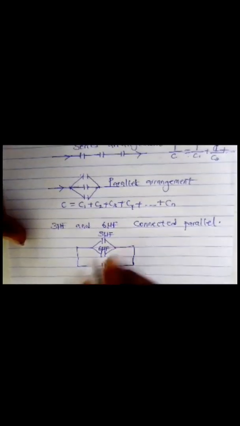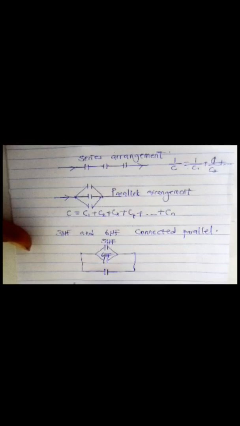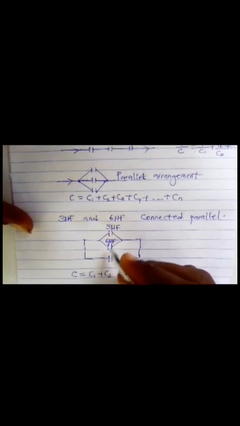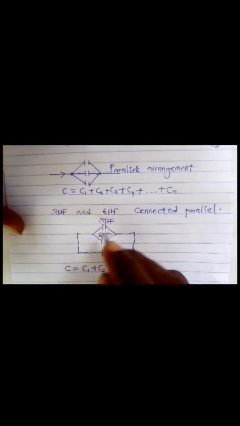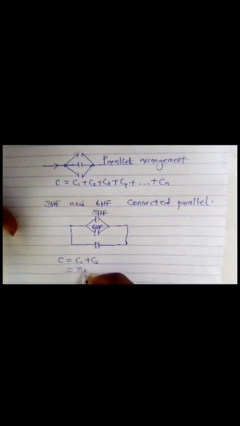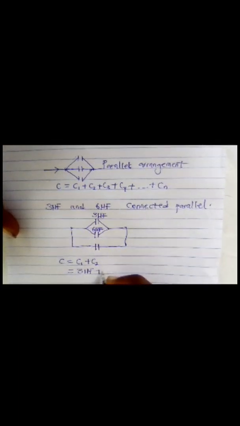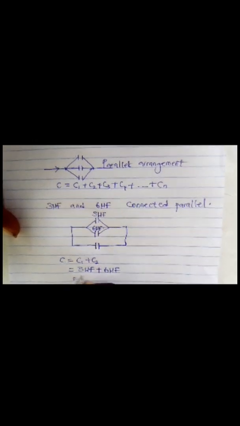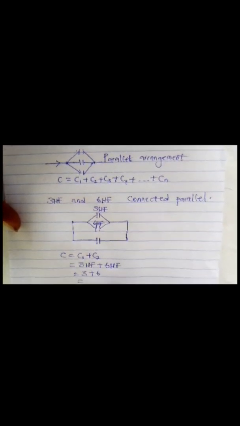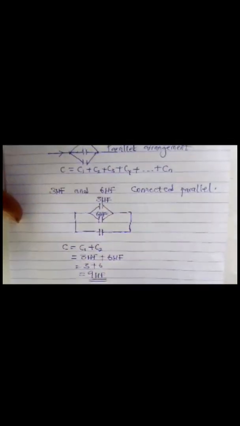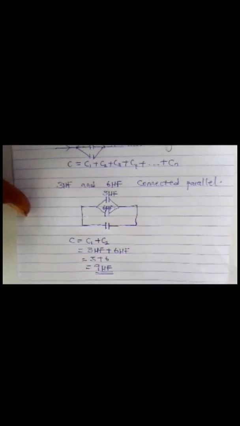For parallel, the formula I use is C equals C1 plus C2. Why did I stop at 2? Because we only have two given parameters there, which are 3 microfarad and 6 microfarad. Then if I continue, I'll say 3 microfarad plus 6 microfarad, or I can just say 3 plus 6 microfarad. Automatically my answer will be 9 microfarad. So this 9 microfarad is our answer.